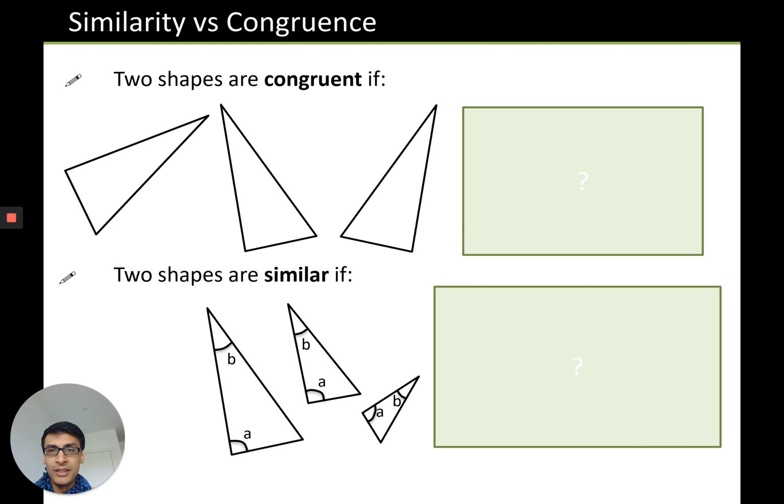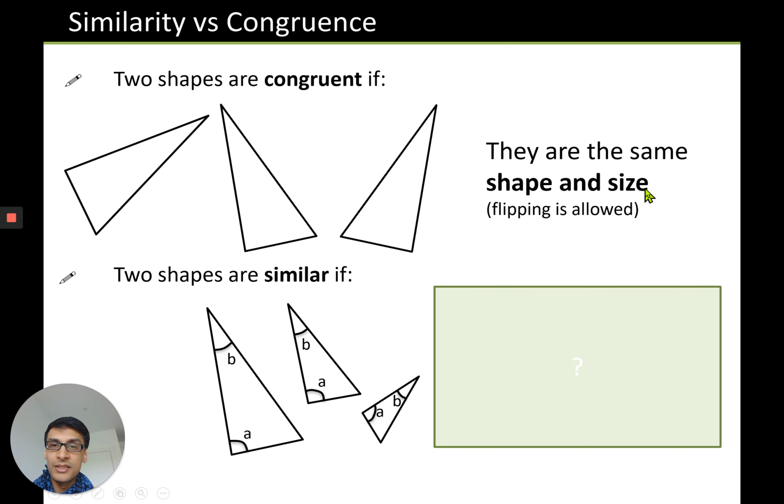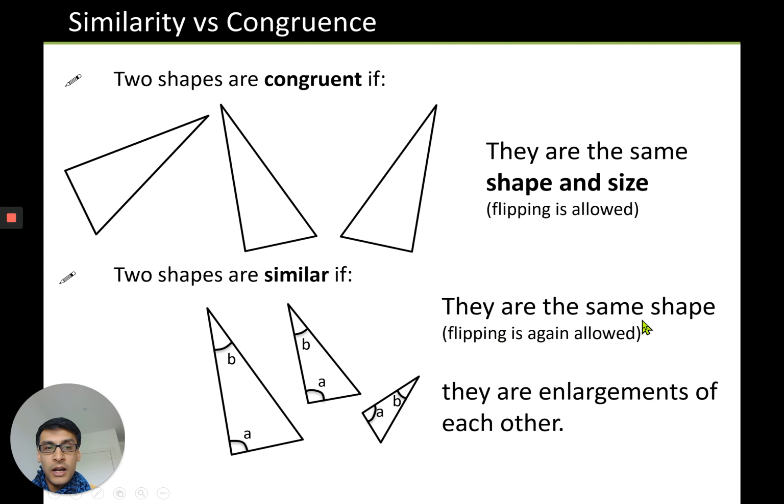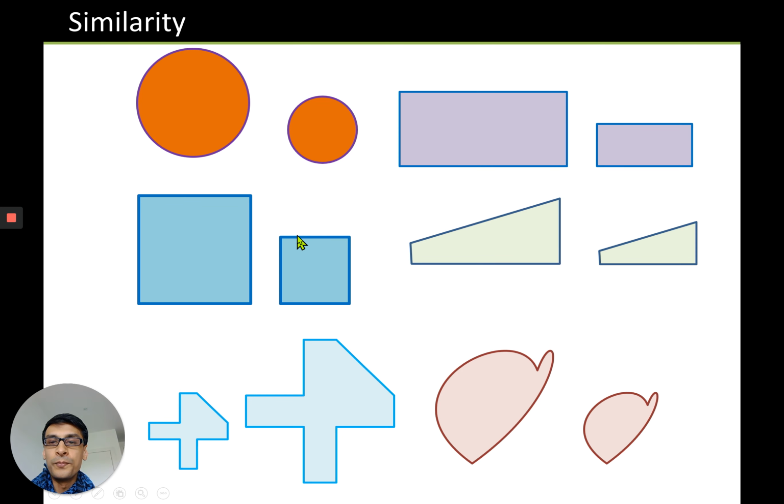Let's get started. So you know that 2 shapes are congruent if they are the same shape and size, and 2 shapes are similar if they're the same shape but they are enlargements of each other. That's going to be your definition for similar shapes. So in this case, you can see the triangle is just bigger or smaller. Now, this doesn't just apply to triangles, it applies to any shape.